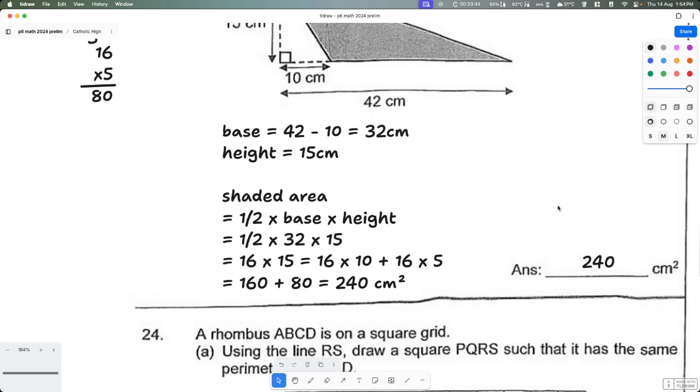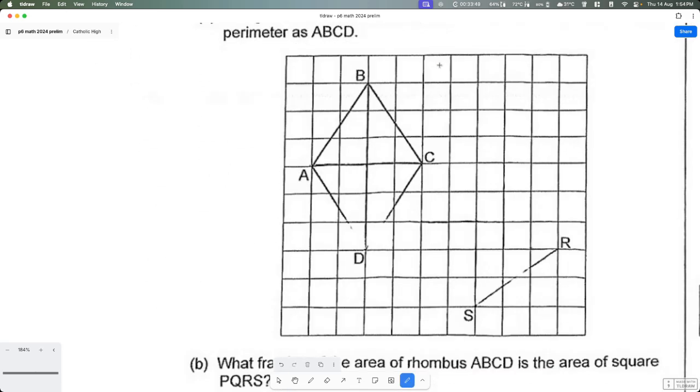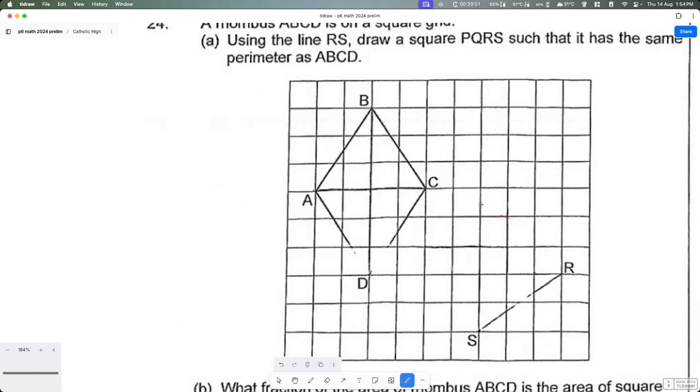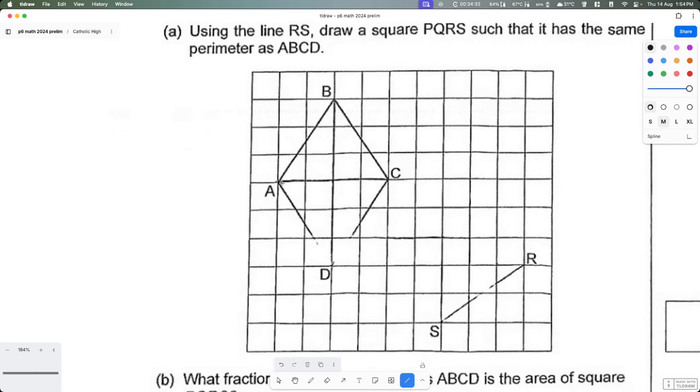Okay, let's move on to the next question. Question 24. A rhombus ABCD is on a square grid. Use the line RS to draw a square PQRS such that it has the same perimeter as ABCD. So A, B, C, and D. Same perimeter. What you can do is draw the same lines as how this rhombus did. So I'm just going to draw the rest of the rhombus as what you see over here.